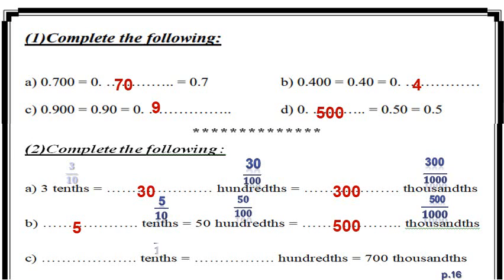In letter C we have dots tenths, which means over 10, equal dots hundredths, which means over 100, 700 thousandths, which means 700 over 1000. Here the 1000 to be 100, I will remove one 0. So also I will remove from the 700 one 0 to be 70. So the answer here is 70. The 100 will be 10, so we will remove one 0. And also from 70 I will remove another 0 to be 7. And here the answer is 7. So 7 tenths equal 70 hundredths equal 700 thousandths.